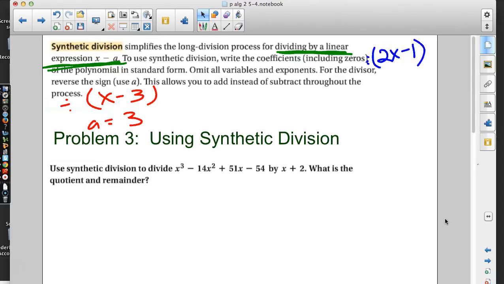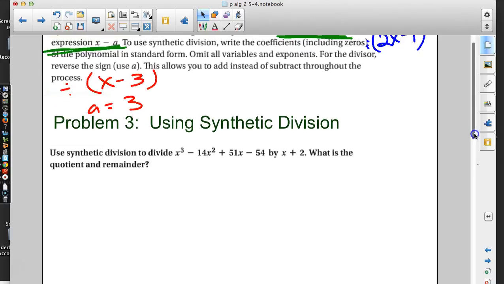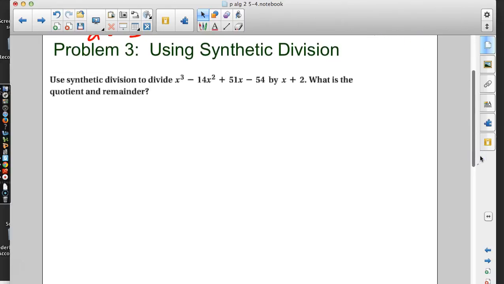Because I'm going to show you math magic. So, away we go. Here it says, use synthetic division to divide x cubed minus 14x squared plus 51x minus 54. Now, I noticed it's in standard form and nothing is missing.